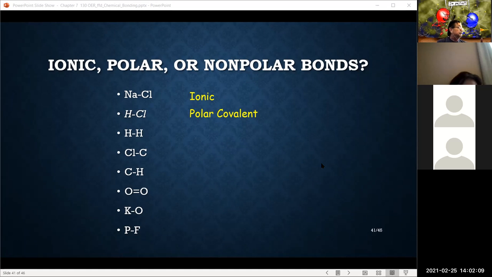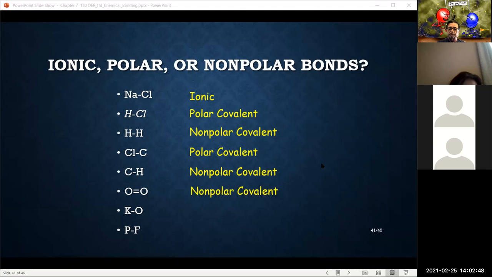Next example, hydrogen, hydrogen. The atoms are the same, covalent bond. Being the same means it is nonpolar, okay? Chloride and carbon, again, covalent bond. The two atoms are different. It's a polar. Carbon and hydrogen. It's a covalent bond, but we treat carbon and hydrogen as far as electronegativity the same. Therefore, it's a nonpolar covalent bond. Oxygen and oxygen, covalent bond. They're both the same. It is nonpolar.